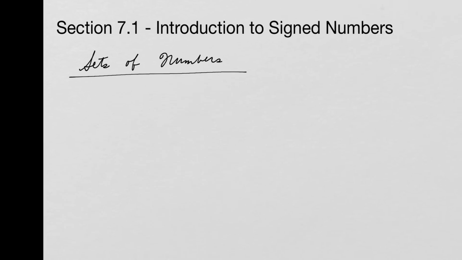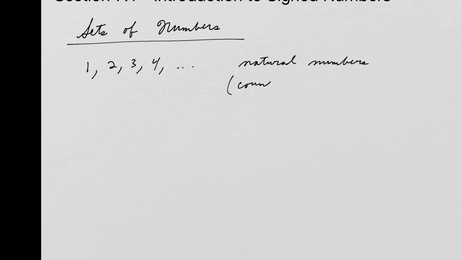Okay, the first set is simply the counting numbers, right? So remember, that's 1, 2, 3, 4, ... means it goes all the way to infinity. And these are actually called the natural numbers. So you can think of them as the counting numbers.